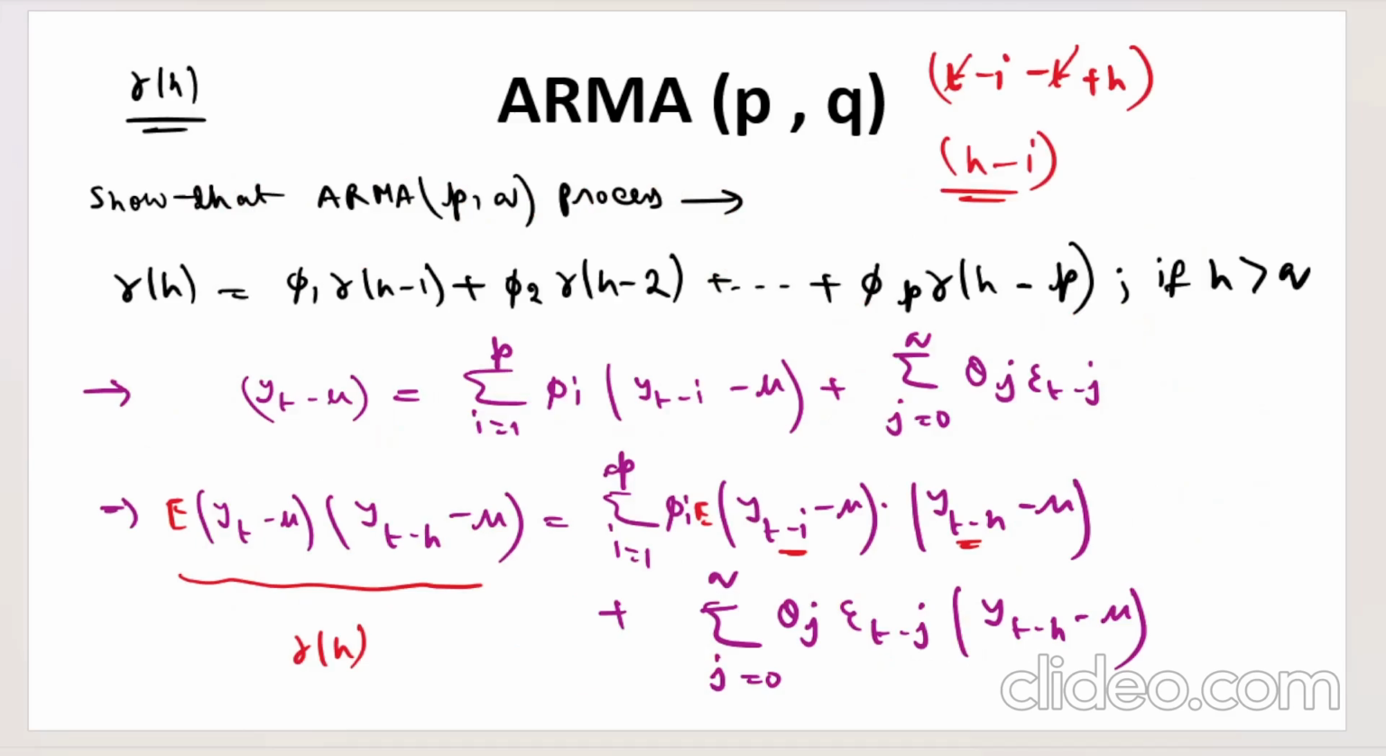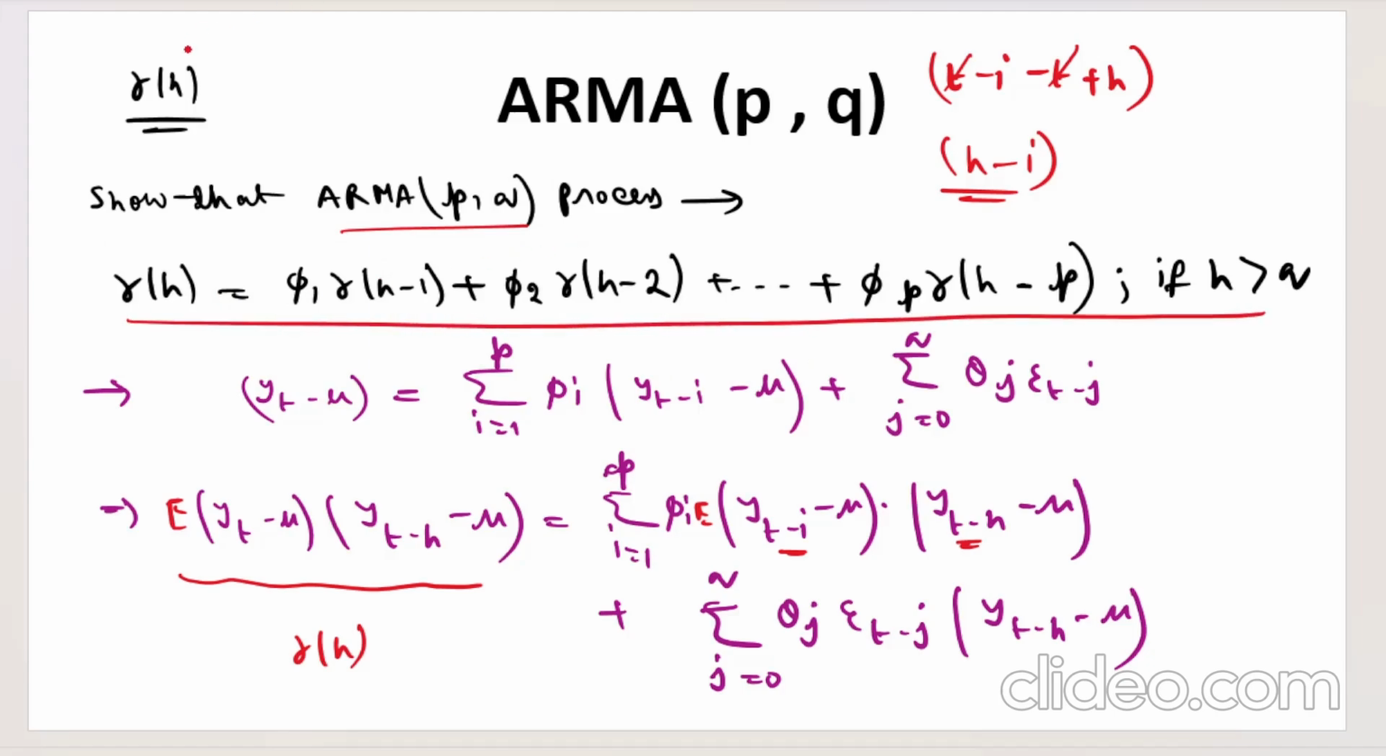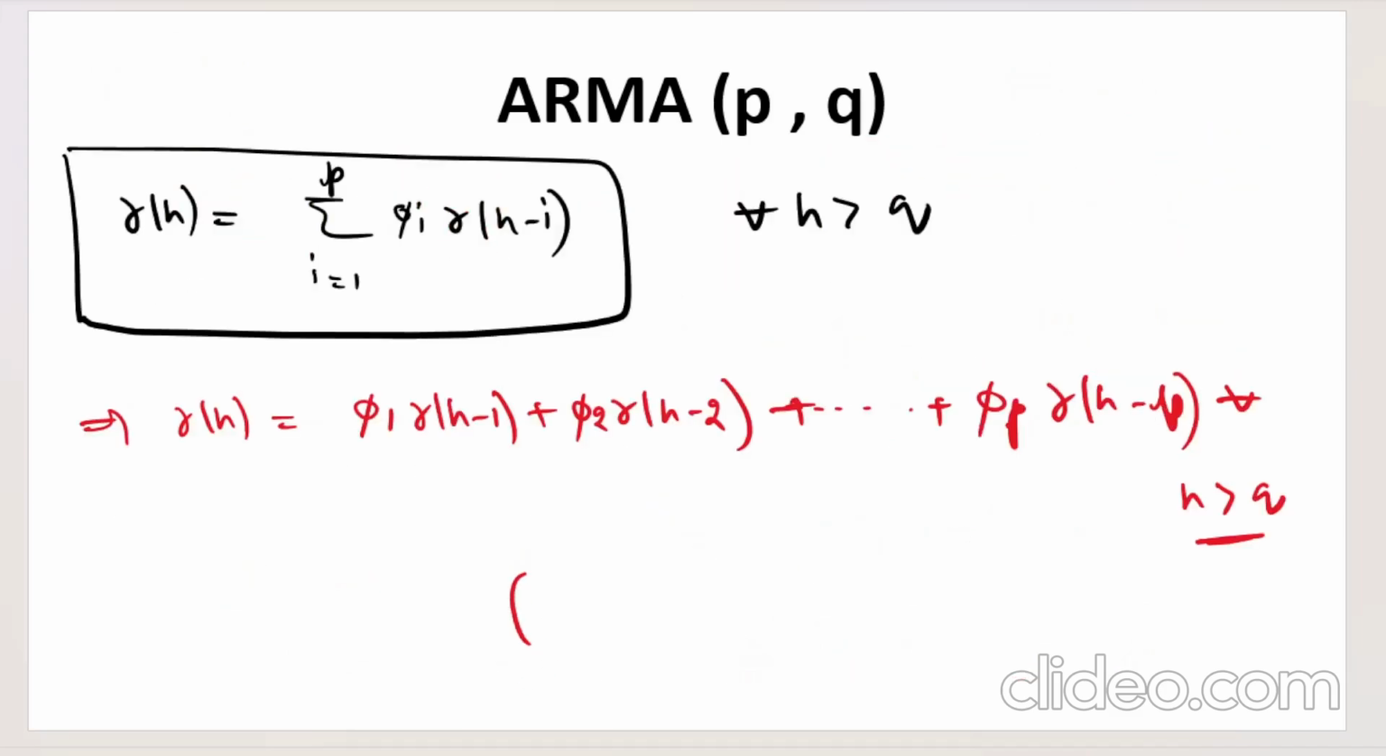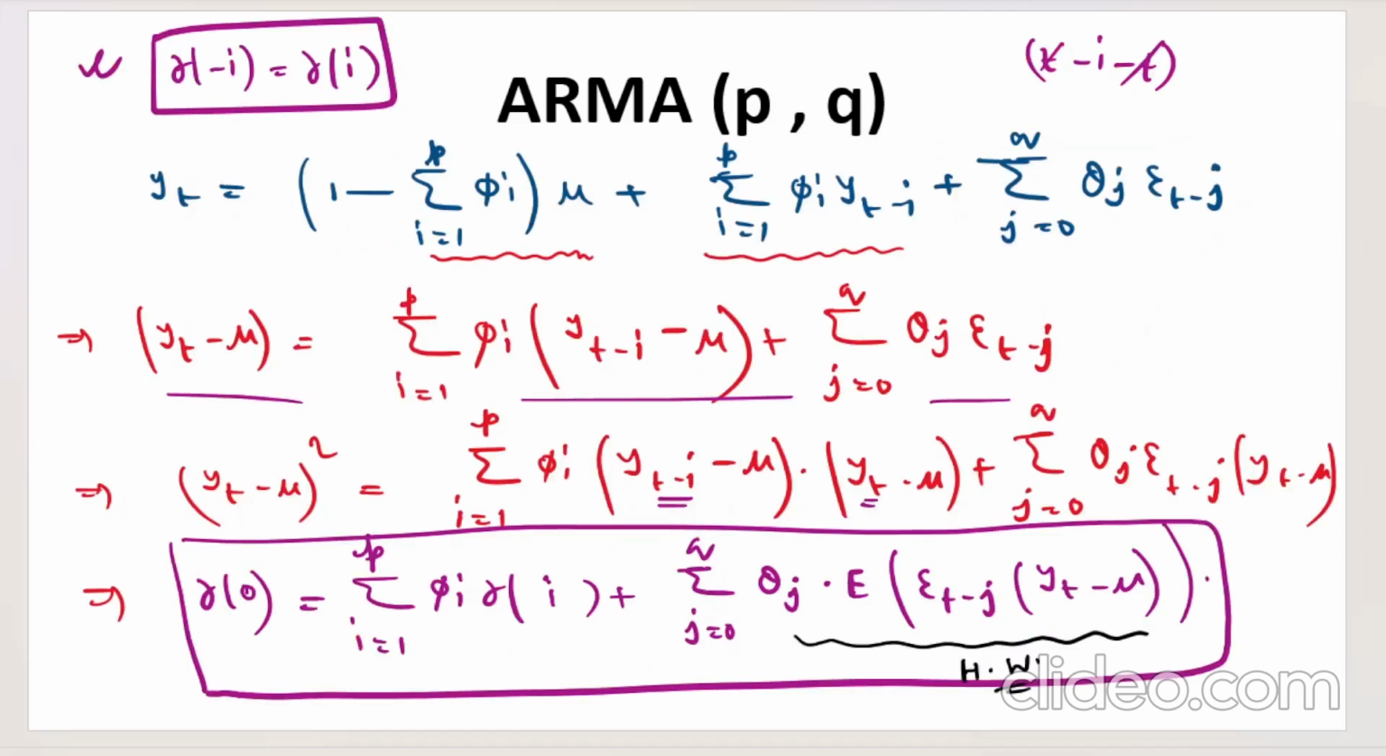And this is what we started with. I have written here that for an ARMA process, this has to be the expression for gamma h, the auto-covariance function, and that is what we are able to prove. I hope this explanation is clear to you.